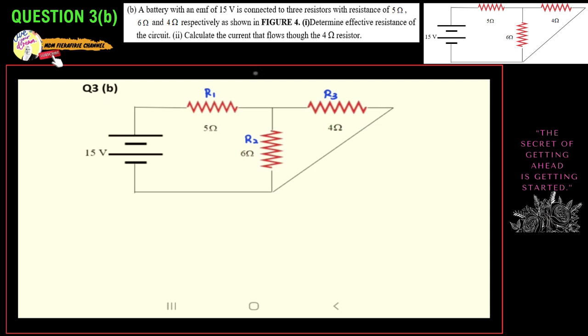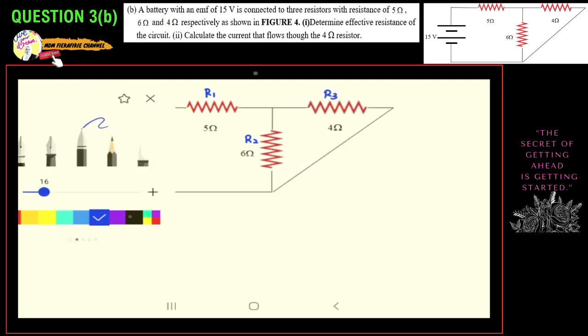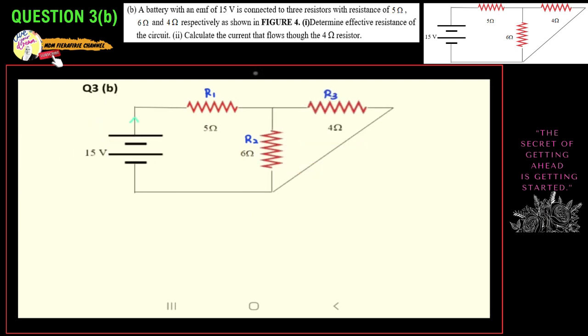Now look at the flow of current. From here the current I flows, and when the current reaches the junction, what happens? It will split into 2 values of current. Let's call them I1 and I2. This is to show you that the amount of current that flows through R3 and R2 is a different amount of current. So I1 and I2 are not the same. That means R3 and R2 are parallel.